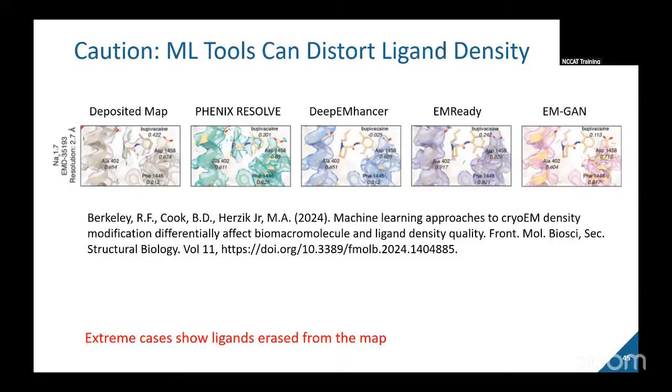Is this purely an experimental map at that point, or has it undergone some treatment by AI? I would just comment there that it's important to know what's going on behind the scenes. Not all of these tools are equivalent, they're not all doing the same thing. The Phoenix result, for example, that's not AI, it's just statistical density modification like we've done for years in crystallography.